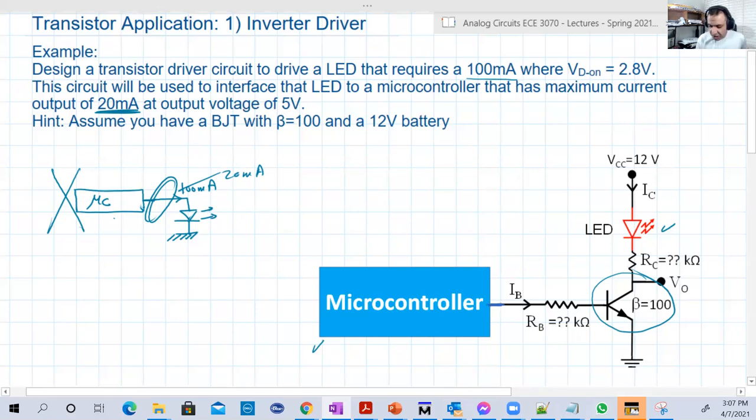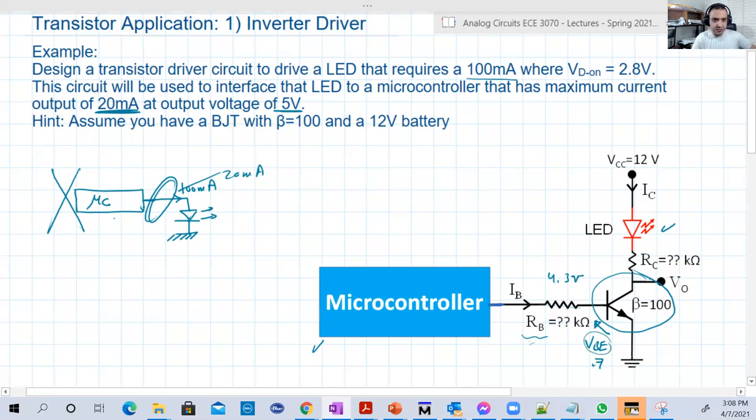This microcontroller now becomes the source for the VBE here, which is basically 0.7. If there is no RB, the output voltage of the microcontroller, which is usually 5 volts when high, and of course we turn on the LED when the output of the microcontroller is 5 volts, would all be placed on VBE. That would result in a very high current and may burn your transistor. So we need this RB. RB will take 4.3 volts and the rest, which is 0.7, will go to VBE.